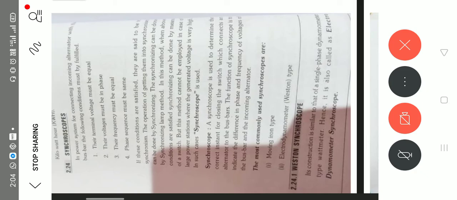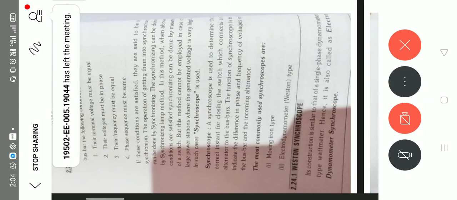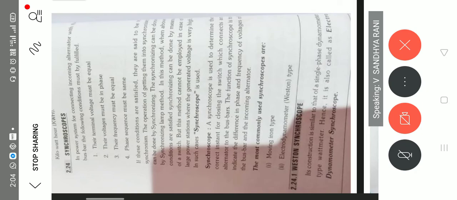Sometimes the synchronizing lamp method cannot be used in large power stations. In that case we can use the synchroscope. By using the synchroscope we can control the high voltages in the alternator. Any high voltage that appears in the alternator, we can control by using the synchroscope.